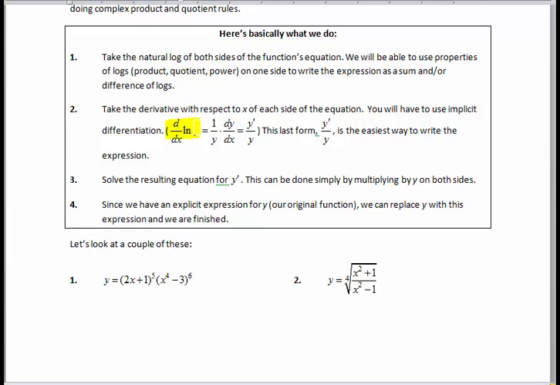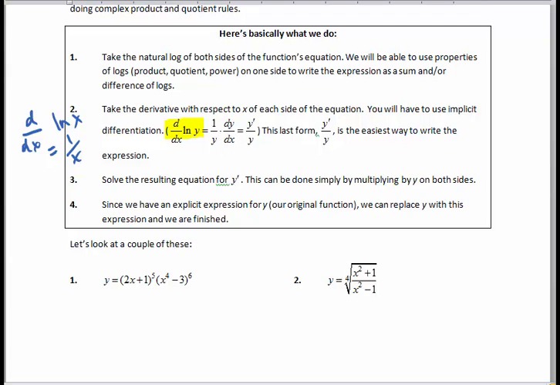But if you remember, the derivative with respect to x of the natural log of x was just 1 over x. So when I take the derivative with respect to x of the natural log of y, I just have to use the chain rule. So I end up with 1 over y, but then I have to multiply that by dy/dx, or y prime.